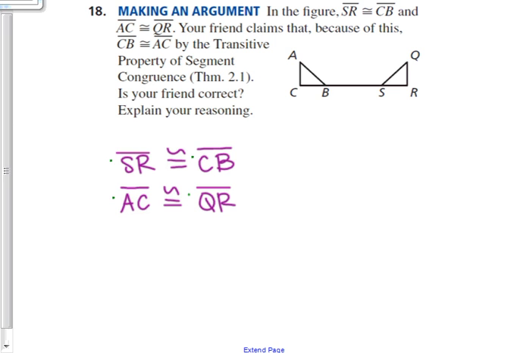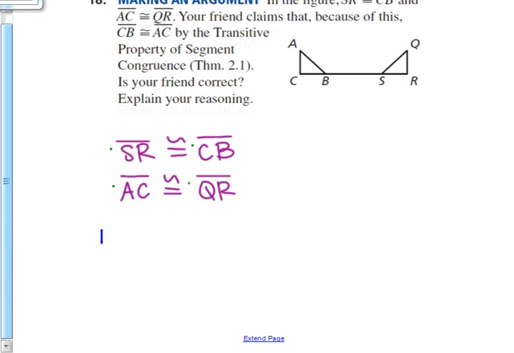We know nothing else. So I'm going to say no, because you need at least 2 segments in common in order to use the transitive property.